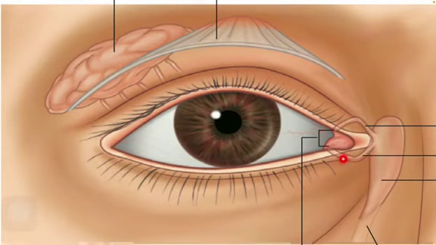Superior canaliculus and inferior canaliculus, and here they drain into the lacrimal sac. The lacrimal sac actually lies on the medial side of the canaliculus, and it dilates with the blinking of the eye and acts as a reservoir of tears.